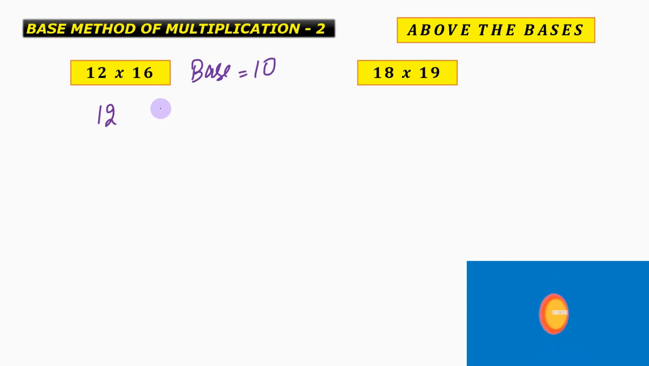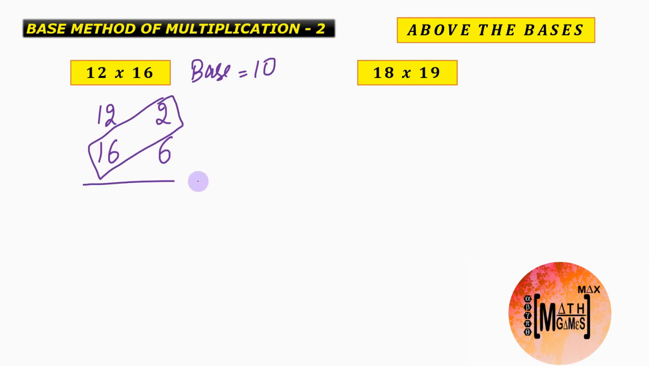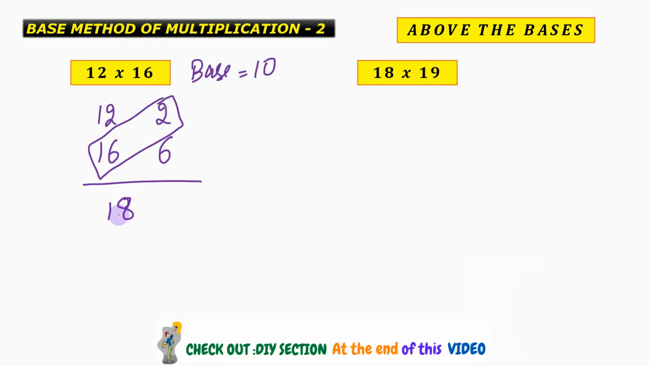Now 12 is 2 more than 10. So we write 2. 16 is 6 more than 10. So we write 6. Now you add these two numbers. So 16 plus 2 will give us 18, and then you multiply these two numbers, that is 2 into 6. Now 2 into 6 is equal to 12. Now 12 is a 2-digit number, but the base contains only one zero, which simply implies that this one needs to be carried over here, and hence we will get the answer as 192.